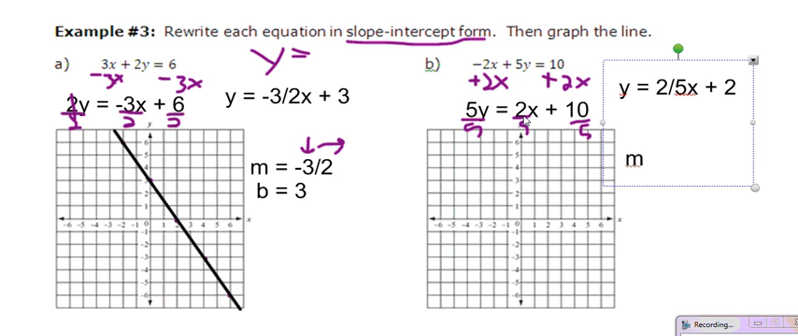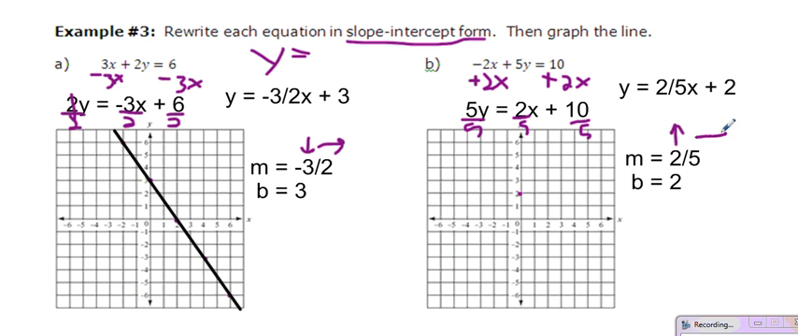So my slope is 2 over 5. My y-intercept is 2. So I go to my graph, I go on the y-axis and I make a point at 2. And then my slope is 2 over 5. So I go up 2 and to the right 5. So I count up 2 and over 5.